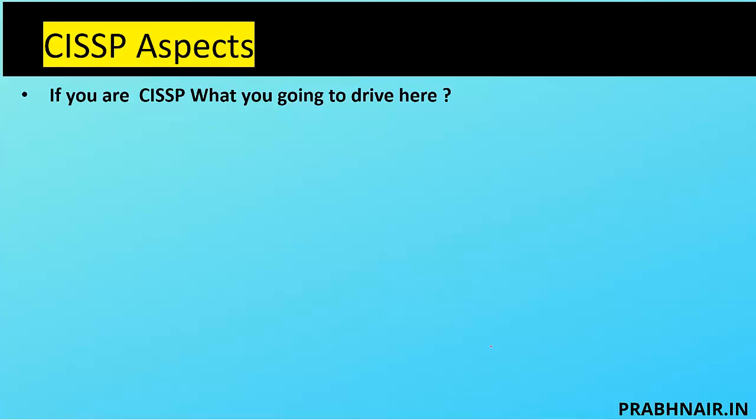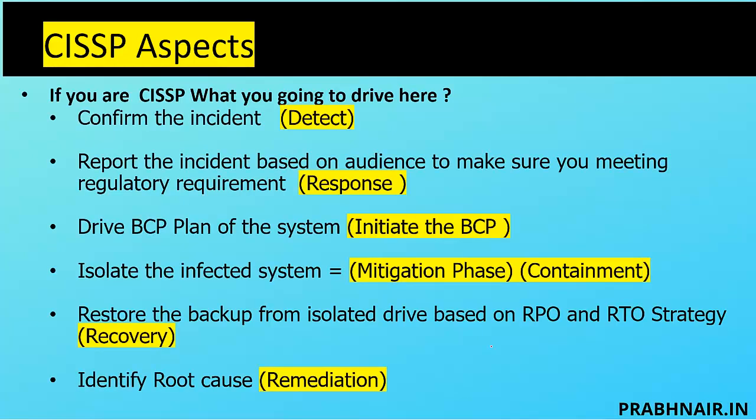So what happened in the Colonial Pipeline when, on May 6th, this incident happened? On May 7th, they confirmed and detected the incident, or you can say detected and confirmed the incident, and they responded to that particular incident, which is called the response phase, and they informed their federal agencies and all that as per the regulatory requirement.